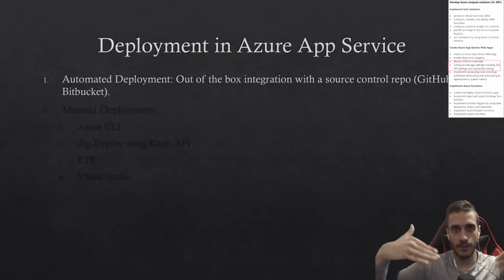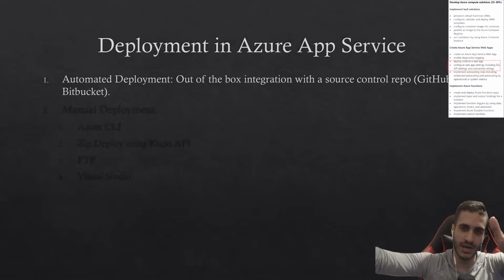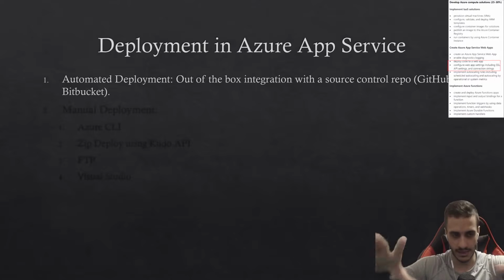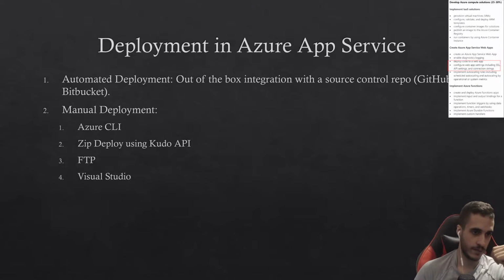So anytime you merge changes into a master branch, the code actually gets deployed automatically to Azure App Service. So in other words, anytime you make changes to a source control repository, those changes are actually deployed to Azure App Service automatically. And this is actually the recommended way to go about this in production environments.